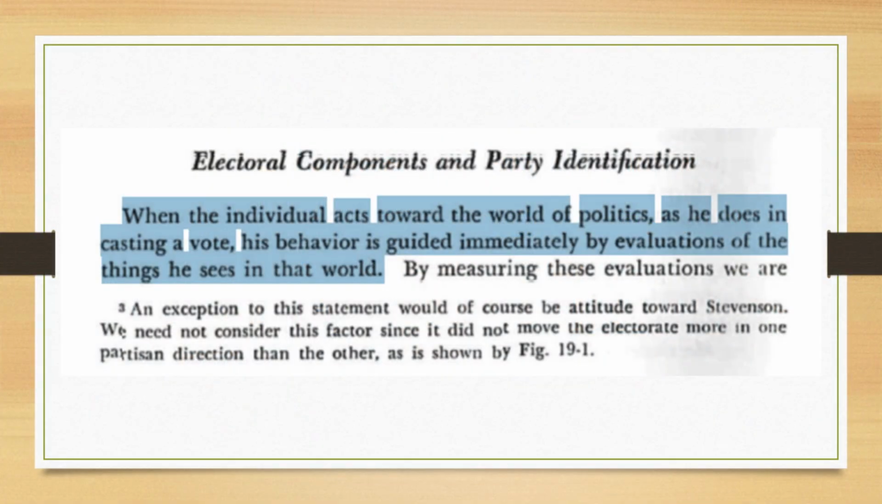Quoting, "When the individual acts towards the world of politics, as he does in casting a vote, his behavior is guided immediately by evaluations of the things that he sees in that world." Fundamentally, what they're arguing here is that vote choice is a reflection of attitudes, and attitudes are the result of innumerable non-political and political factors. Things like age, marital status, job, social network, social group, and considerations of identity can all have an effect on an individual's attitudes towards one of these or many evaluative objects.